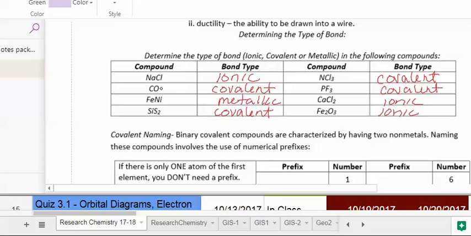Some of them are kind of a border between ionic and covalent. So silicon is actually a nonmetal for our purposes here, even though it's a metalloid. There's a specific line, and we'll talk about that more later, that we name it and classify it as covalent. So it's on the nonmetal side. There's also metalloids that are on the metal side, like aluminum. We treat those like metals. So this brings us to our covalent naming.